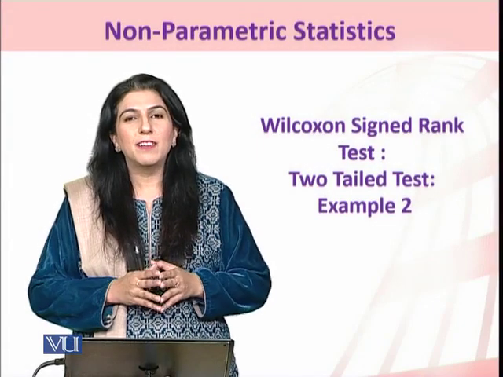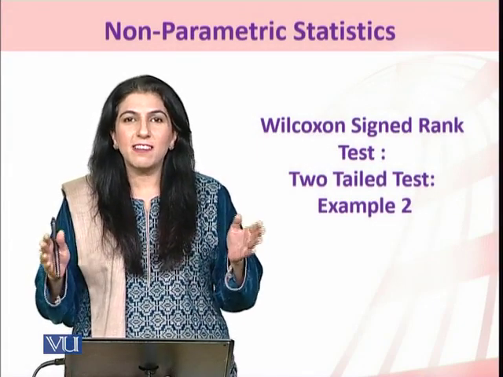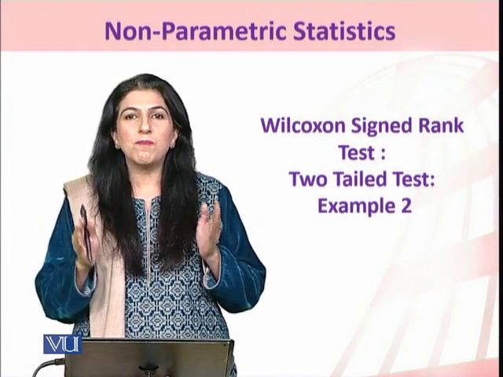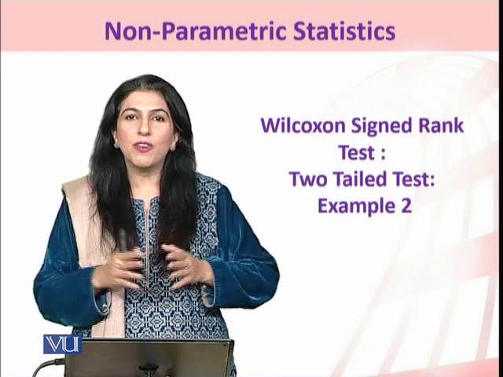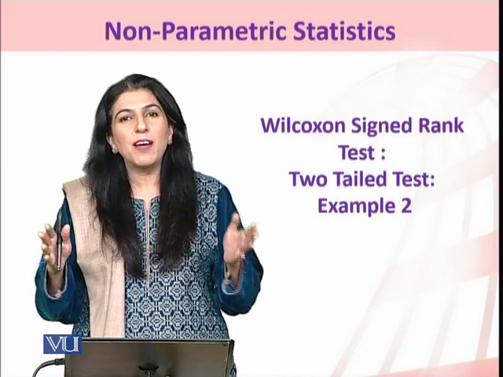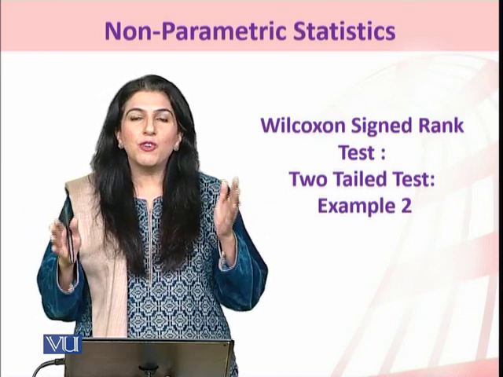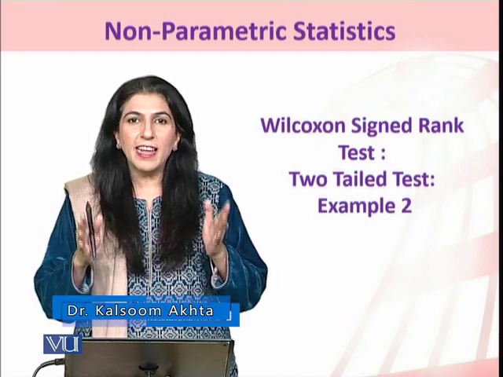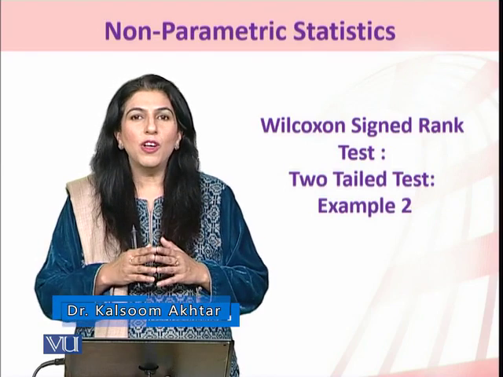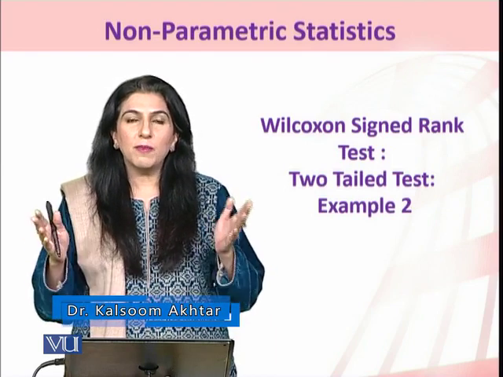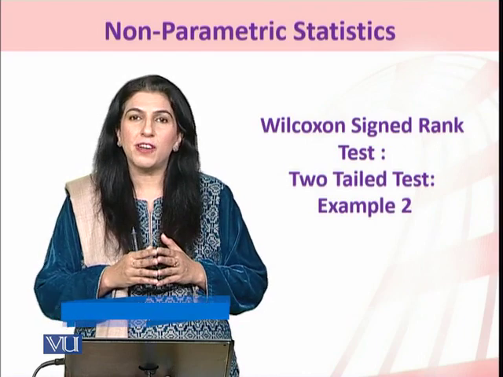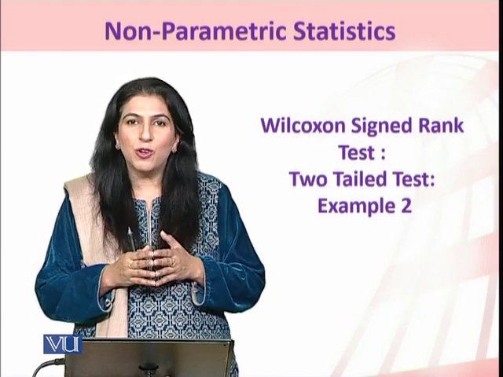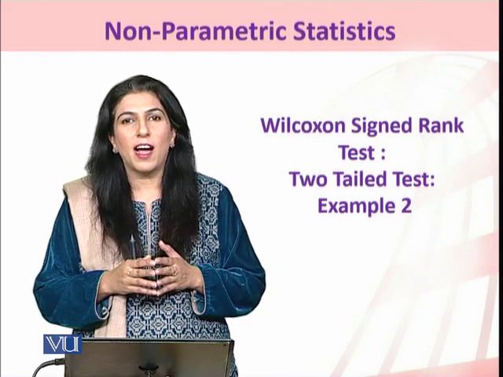Dear students, the Wilcoxon Signed Rank Test is a non-parametric test, and it is used to make a comparison between two related samples. Whenever we have two related samples, we take their difference and check whether that difference is equal to 0, greater than 0, less than 0, or not equal to 0.